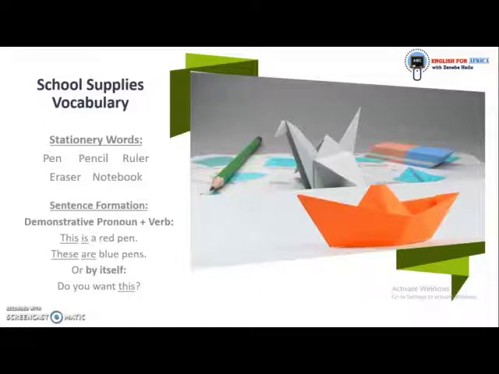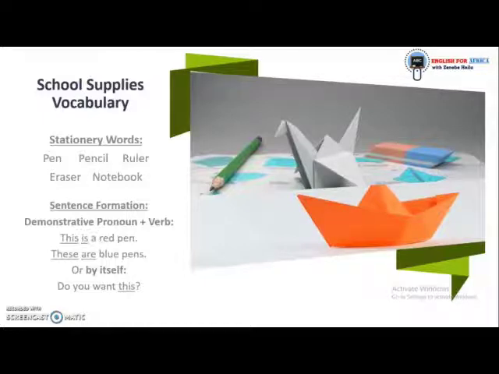Or you can stick to the demonstrative pronouns alone or by itself. Do you want this? So this is how you can form them. In both cases, make sure you have used the right subject-verb agreement.